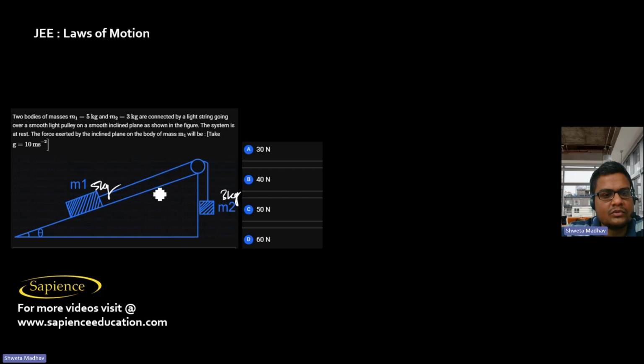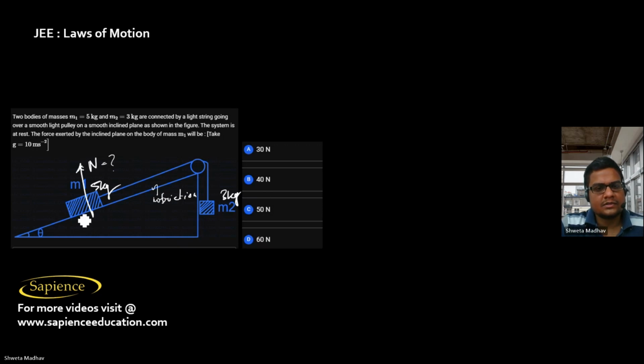So the inclined plane is smooth. Smooth means there is no friction. So the force exerted by the inclined plane on the body of mass m1 will be only the normal reaction N. So that we have to find out. The system is at rest, it is told.